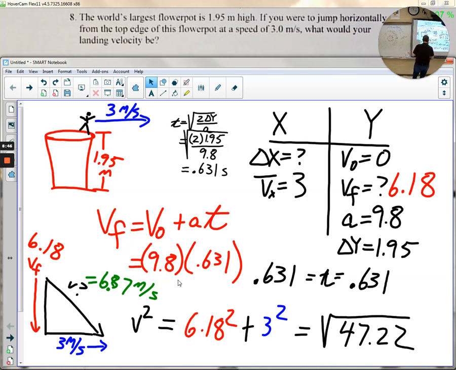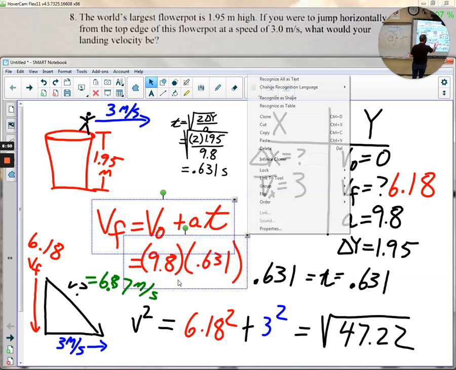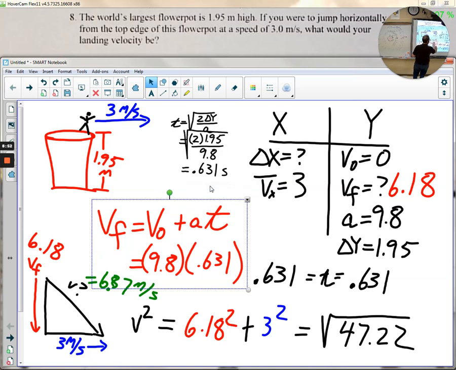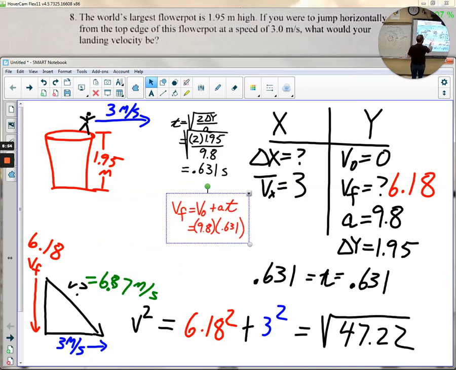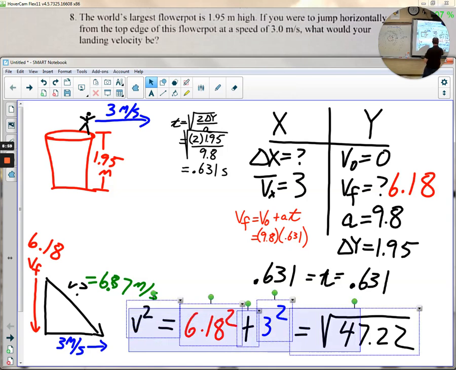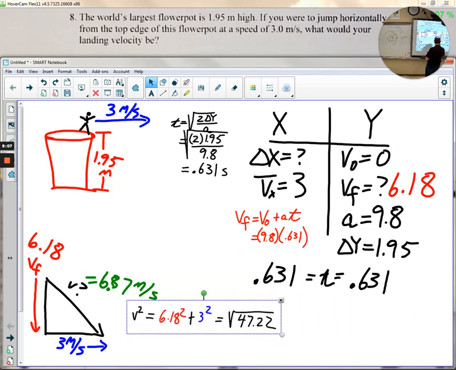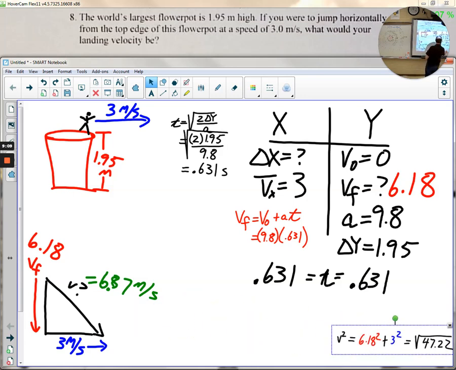So let me resize some of this mess here, get it out of the way. So that's the answer that it's asking for on number 8? That's part of the answer it's asking for. It's not the whole thing. You still need to grab an angle. Okay.